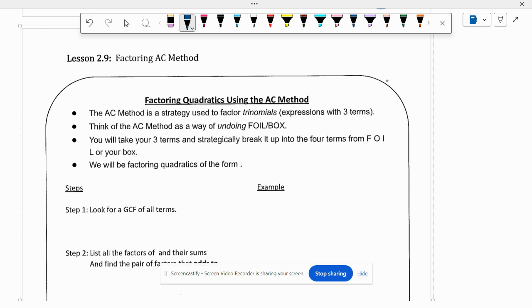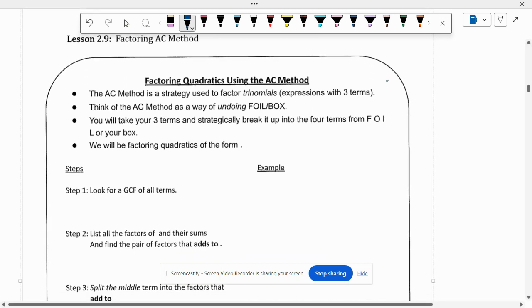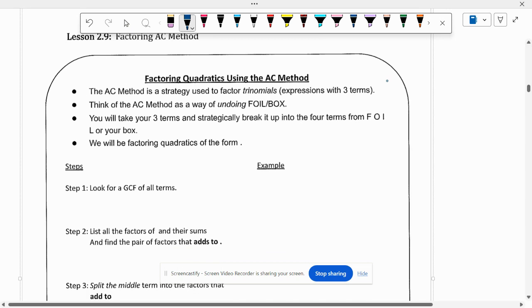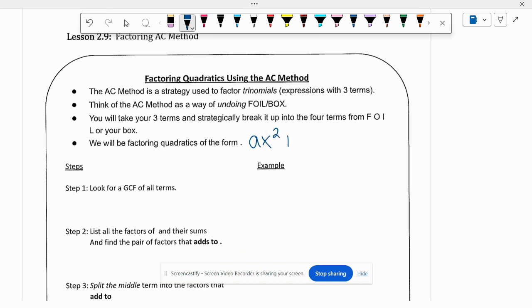So we're going to factor quadratics that look like this: AX squared plus BX plus C. That's what our trinomials look like. That's what we're going to factor, okay? So we're going to take things that look like that and change them.